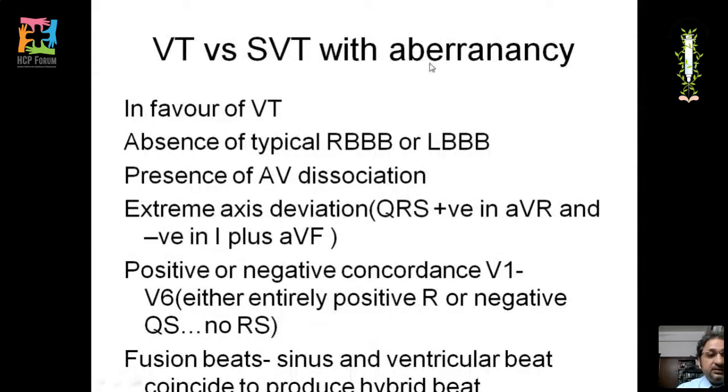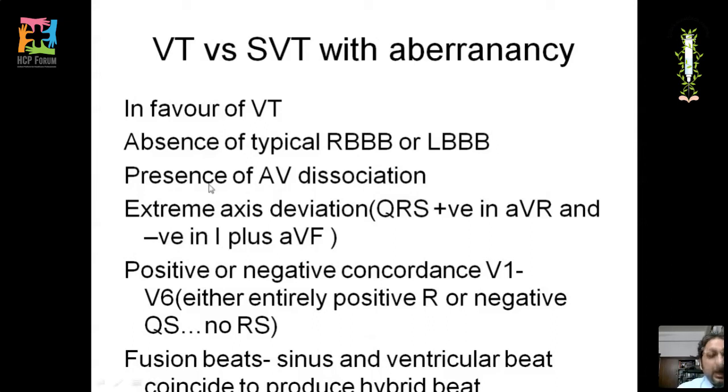So how can we differentiate between a ventricular tachycardia and an SVT with aberrancy? The points in favor of ventricular tachycardia are absence of the typical RBBB and LBBB and the presence of AV dissociation. I think these are the two most important points which you have to see to rule out whether it is SVT or not.